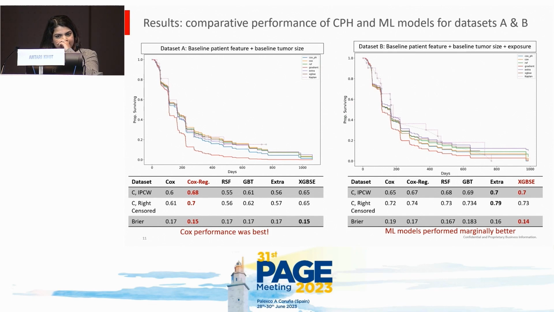So having said that, I already went through the results, and the conclusion is if you have more data, machine learning is performing significantly better than Cox.